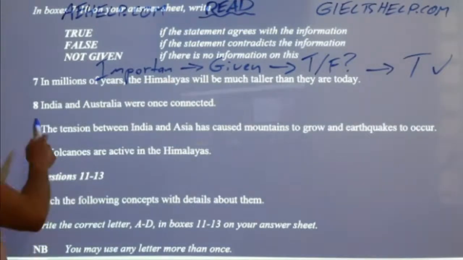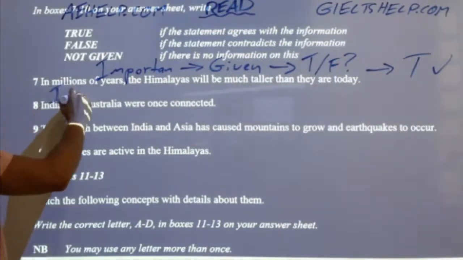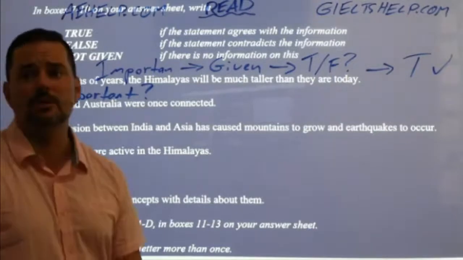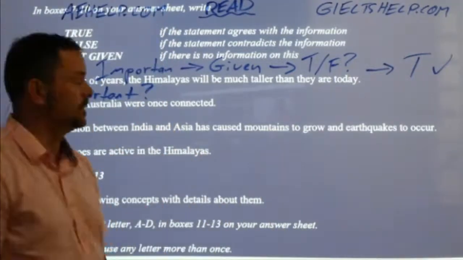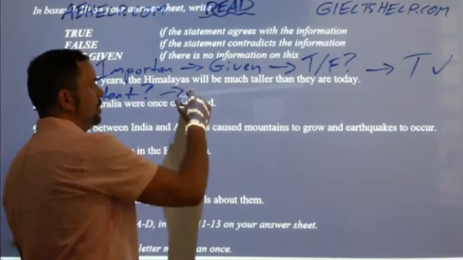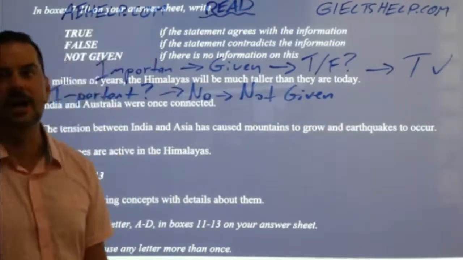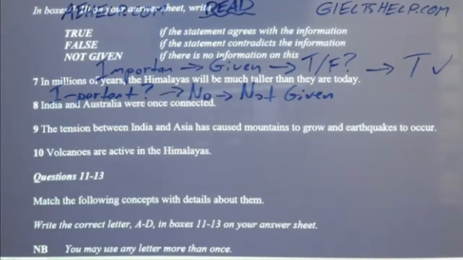Okay, number eight. India and Australia were once connected. For the formation of the Himalayas, is that important? So is it important to know that India and Australia were once connected for the formation of the Himalayas? So Syed and Jainil say, no, it's not important because that has no connection to the Himalayas, right? There might have been some other mountains, but not the Himalayas. So it's not important. So therefore, I know that it's not given. Okay? We didn't visualize it, right? That's the other clue, is you did not see a picture of India connected to Australia. Okay? All right.